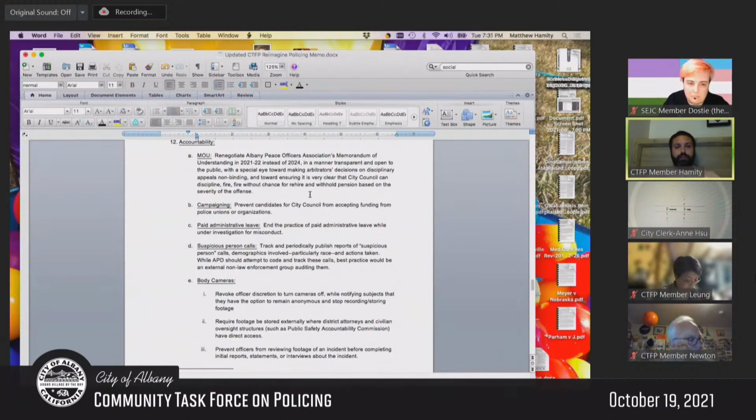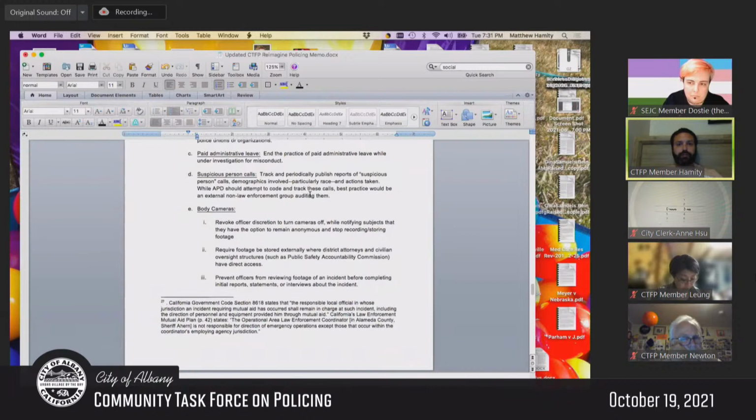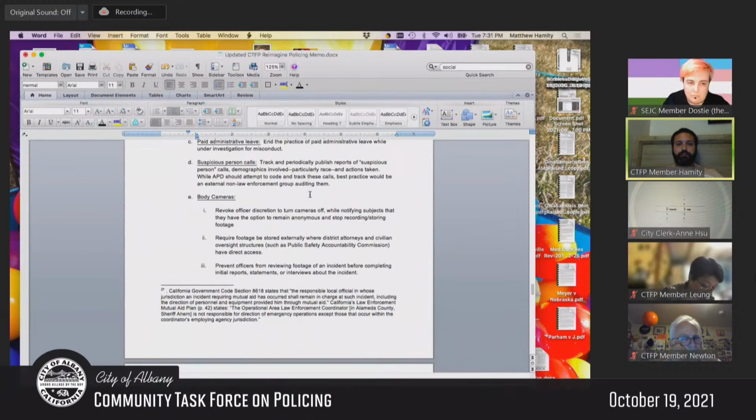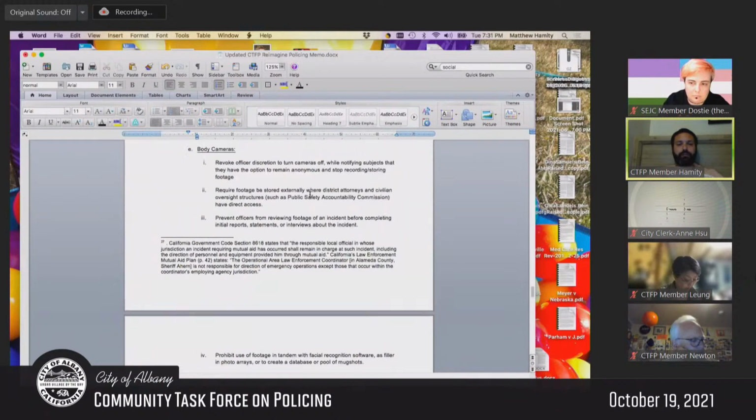Call for preventing candidates for city council from accepting funding from police unions or organizations. Ending the practice of paid administrative leave while under investigation for misconduct. As to suspicious person calls, track and periodically publish reports of suspicious person calls, demographics involved, particularly race, and the actions taken. While APD should attempt to code and track these calls, best practice would be an external non-law enforcement group auditing them. Body cameras: revoke officer discretion to turn them off while notifying subjects they have the option to remain anonymous and stop recording and storing footage.